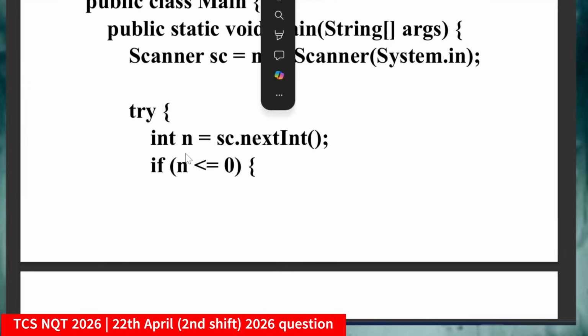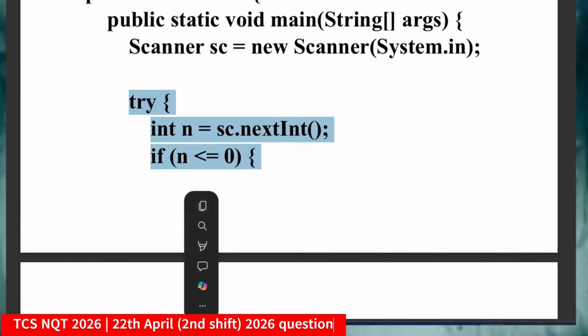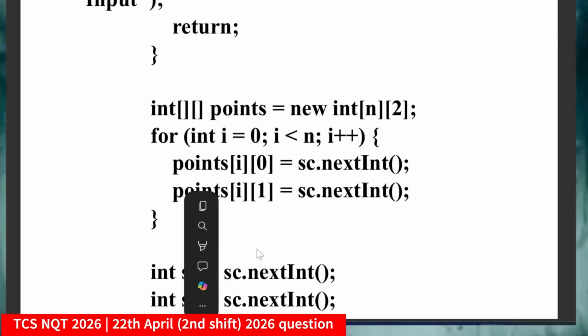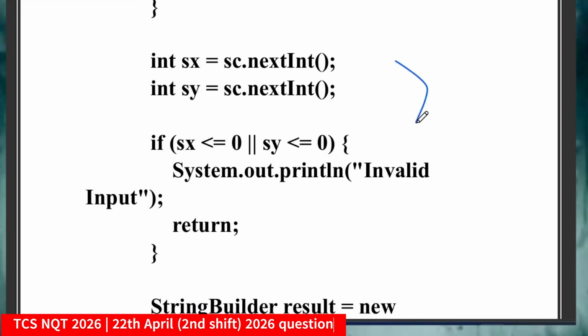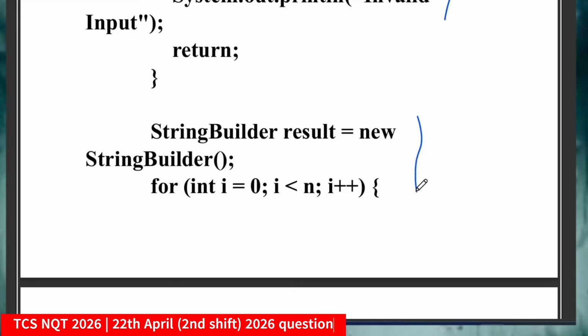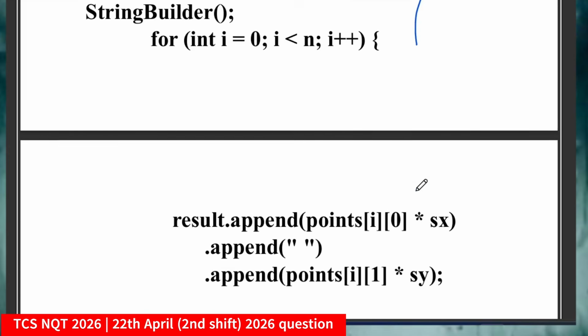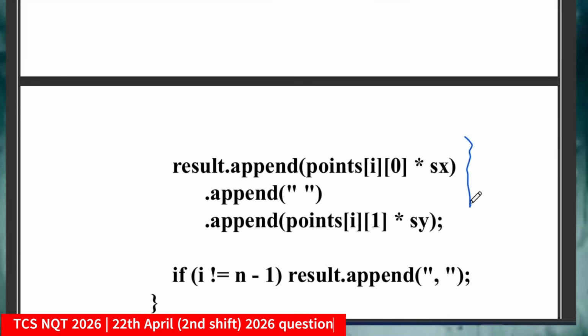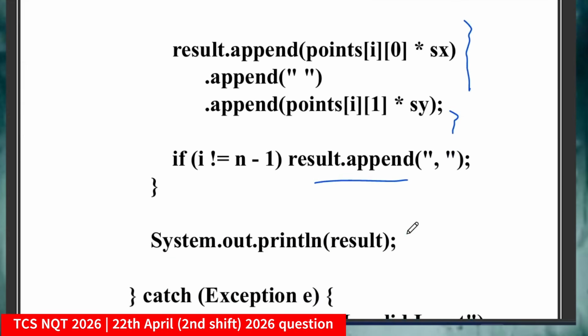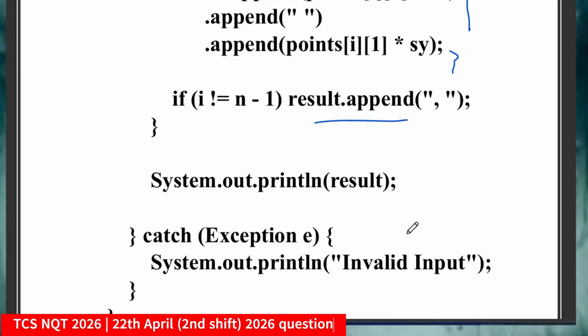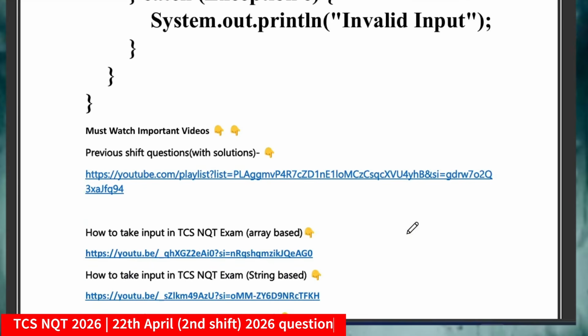Now coming to the Java solution, the same thing: I use try catch for handling the cases of invalid input, and I am declaring a 2D matrix. So I declare the 2D matrix and take the values of i and j and multiply those values, handling the cases. Here I am using a StringBuilder: StringBuilder result equal to new StringBuilder, and I append the values multiplied with sx and sy, append the final values to the result with the comma, and give the output. So that is the coding solution for question number 1.